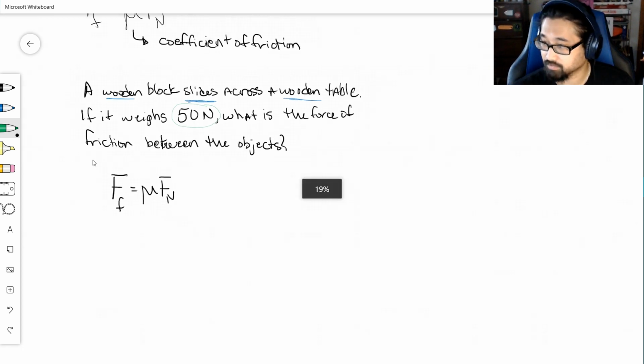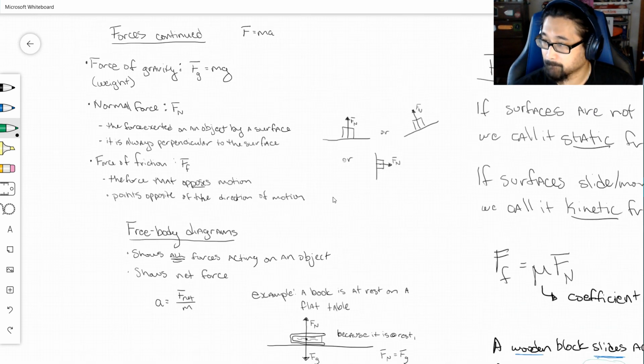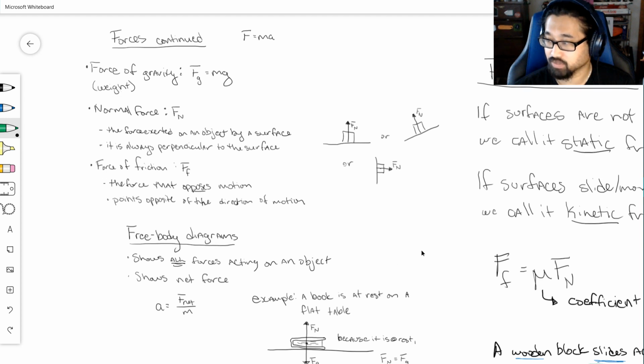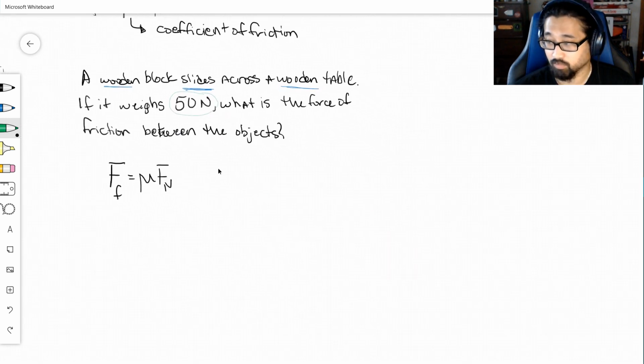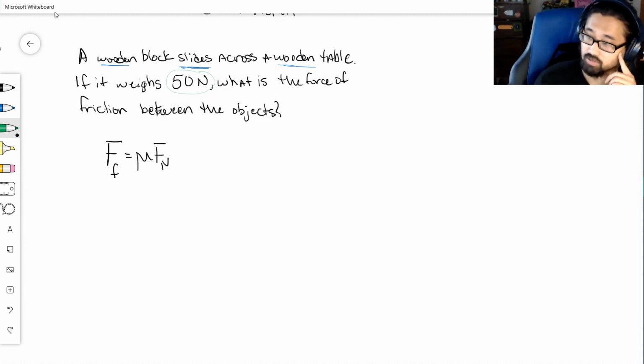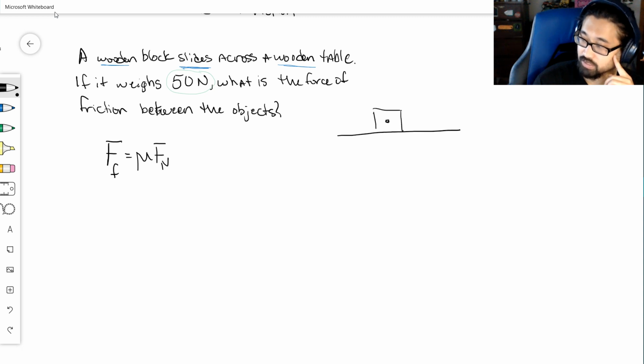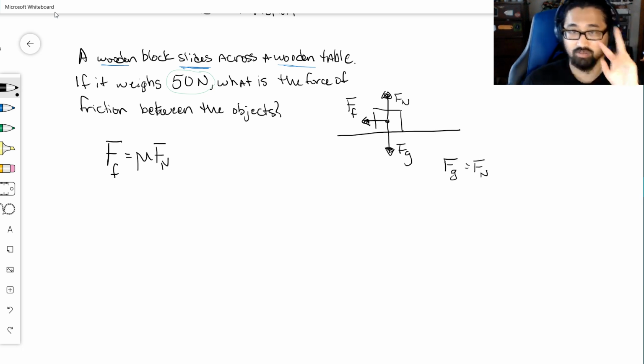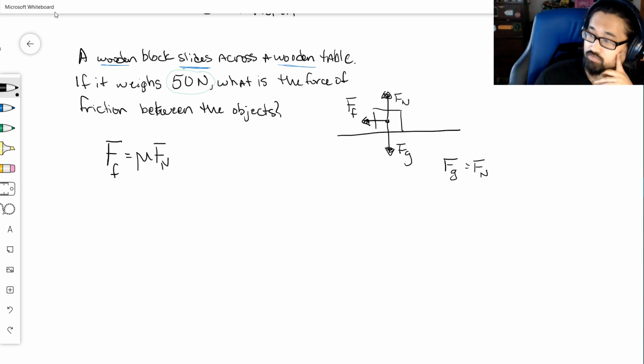Now if I look back, the force of gravity is weight. So the weight of the block is 50 newtons, which means the force of gravity is 50 newtons. Now this is useful because if I make my picture, here's a wooden table, here's the wooden block, I have the force of gravity, I have the normal force. I'm going to say it's moving to the right. Here's the force of friction. In this case, hopefully it makes sense that the force of gravity equals the normal force. They're just opposite directions. So I might not know the normal force, but I know the force of gravity.